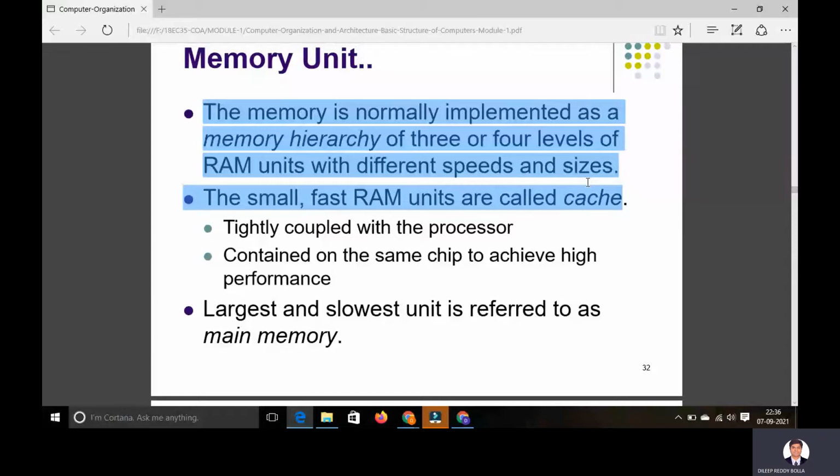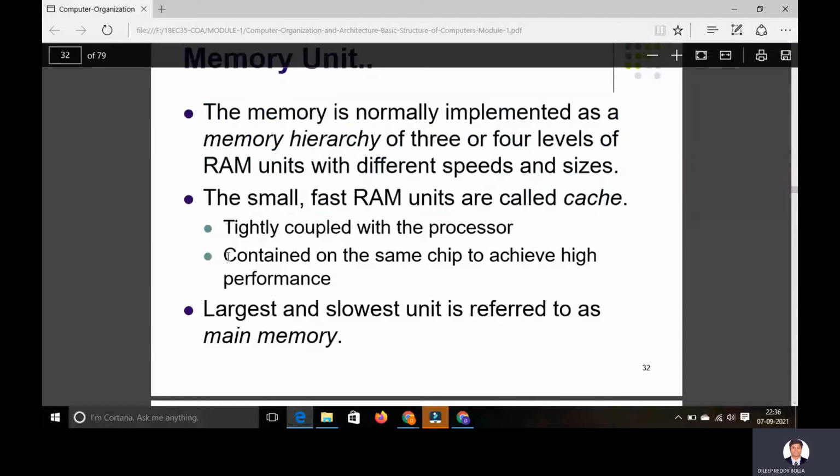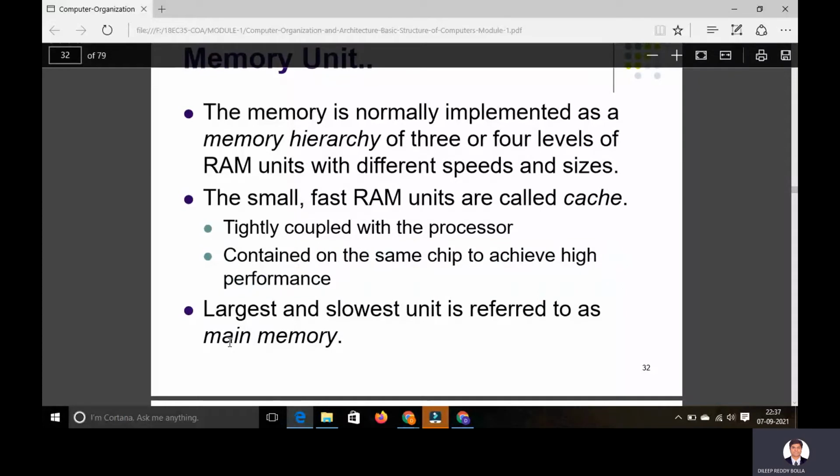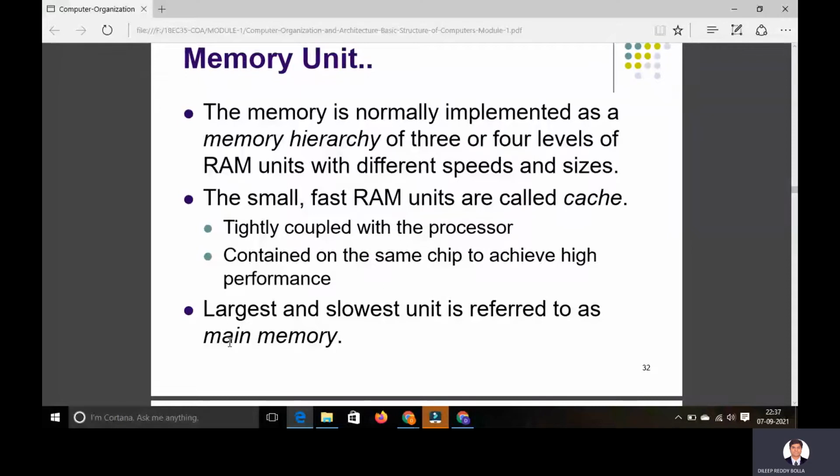This cache memory is tightly coupled with the processor, and it is placed on the same chip to achieve high performance. The cache memory is on the same chip so that we can achieve better performance. The largest and slowest units are referred to as main memory. So which is smaller and faster is cache, and which is larger and slower is called main memory.